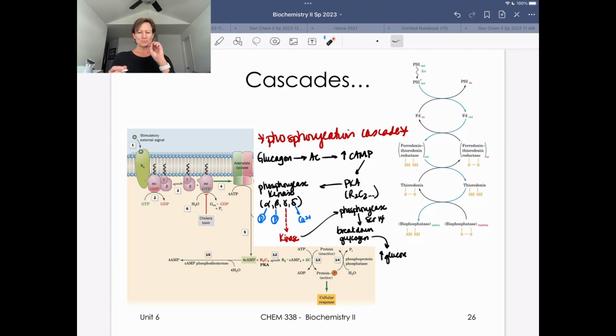Maybe you remember when we talked about mitochondrial electron transport, we talked about how we controlled flux through mitochondrial electron transport.